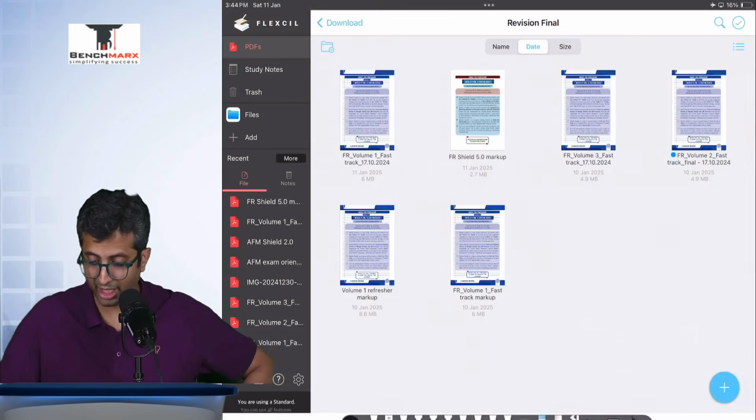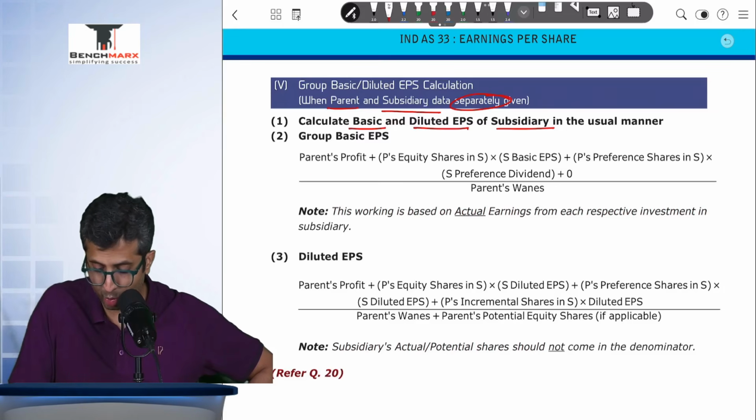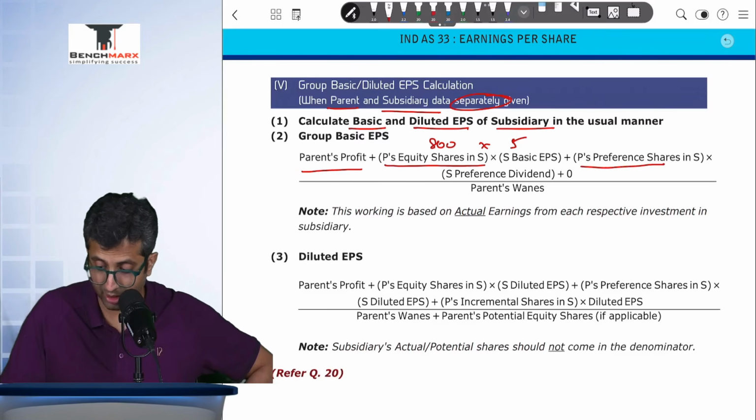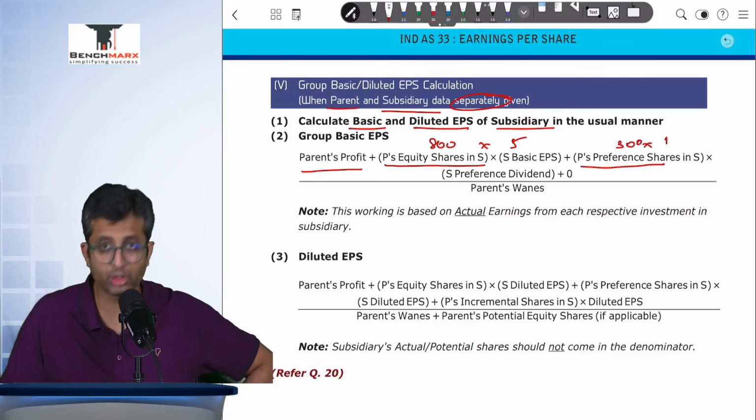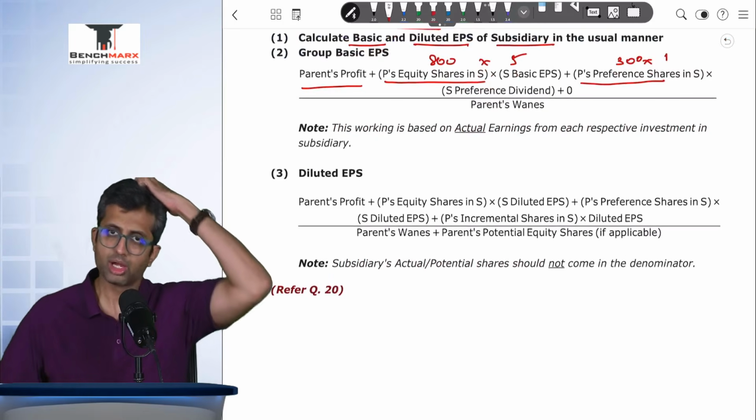So this we have tried to summarize over here in terms of group EPS when parent and subsidiary data are separately given. You calculate the basic and diluted for the subsidiary in the usual manner. Then for the group, you will take the parent's profits. To that, you will add the parent's share in S, which was 800, into the actual earnings, that is 5. The parent's preference shares, which was 300, into the actual earnings of preference shares, which was 1, and then 0 for your warrants.